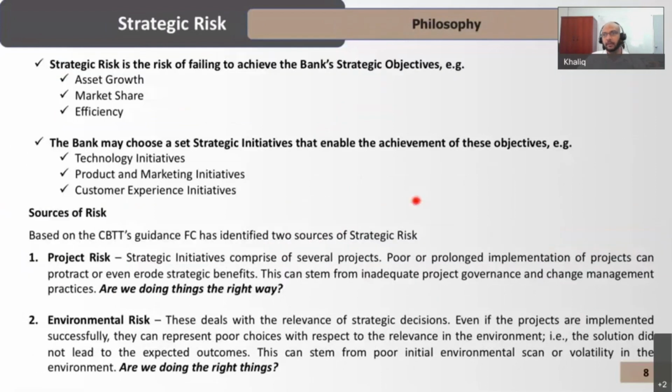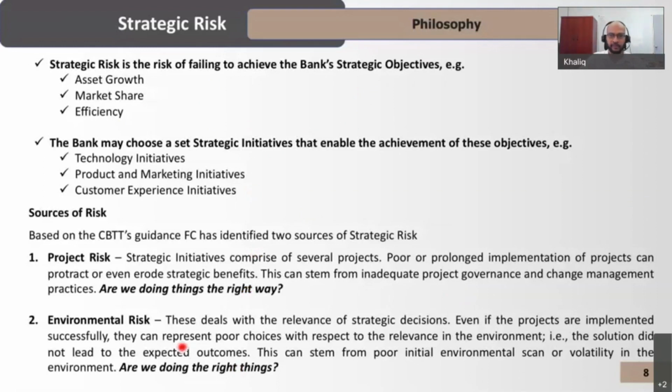So let's speak a little bit more about what strategic risk means. Strategic risk is the risk of failing to achieve the bank's strategic objectives. Before, we saw some examples: asset growth, market share, efficiency. And we have some initiatives: technology initiatives, product and marketing initiatives, customer experience initiatives. So again, it speaks to that dichotomy in terms of the sources of risk. You have project risk, right? If there isn't proper benefits realization, proper project controls, or there is inadequate project governance on a project, then projects can fail or take long to deliver benefits.